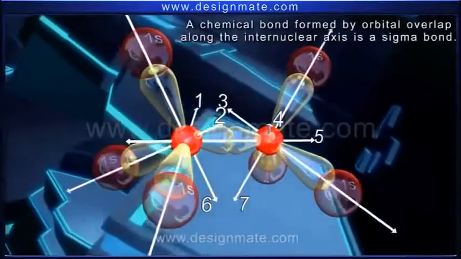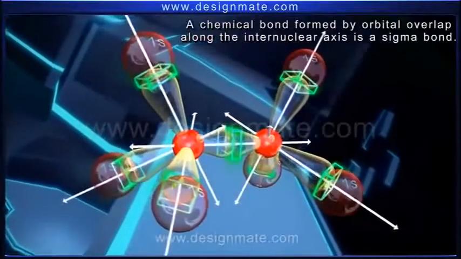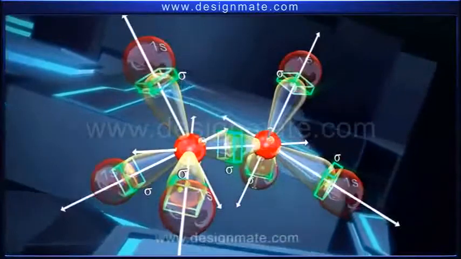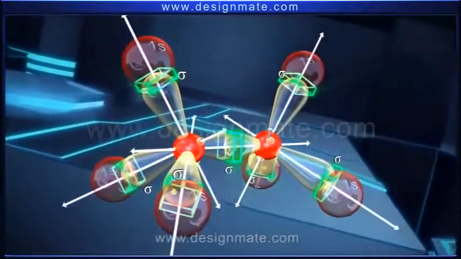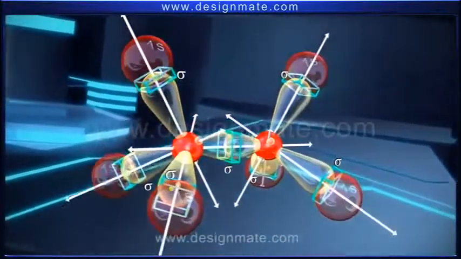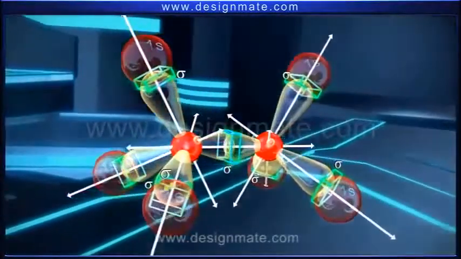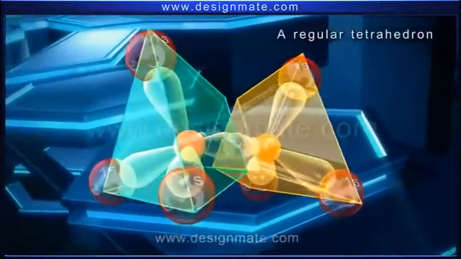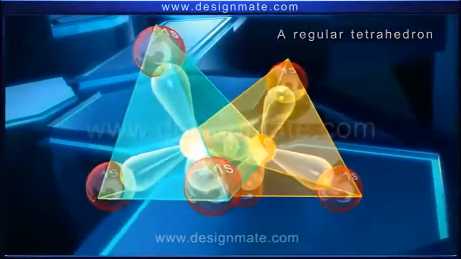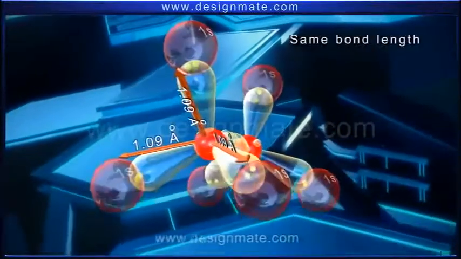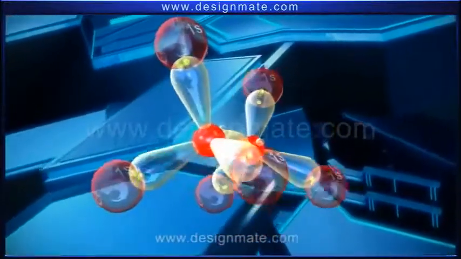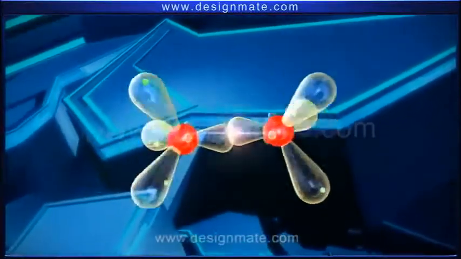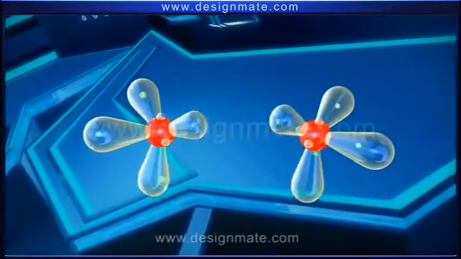A chemical bond formed by orbital overlap along the internuclear axis is a sigma bond. Thus, both the carbon atoms are surrounded by 3 carbon-hydrogen sigma bonds and 1 carbon-carbon sigma bond. These bonds are directed along the corners of a regular tetrahedron, and all carbon-hydrogen bonds are of the same bond length. Let us now remove the 6 hydrogen atoms from this structure. Also, drag the 2 carbon atoms apart.